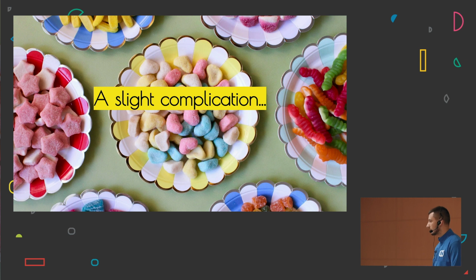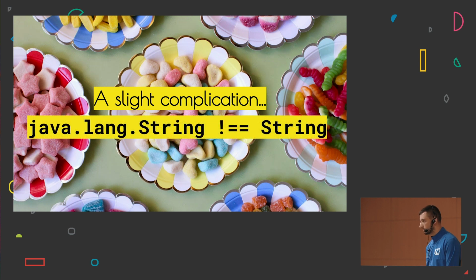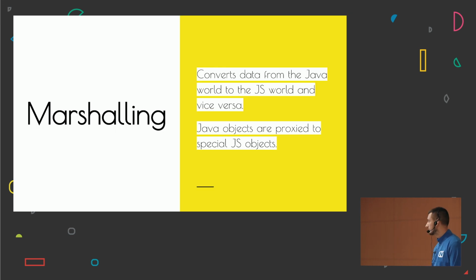But there's a slight complication. We see what the value is, we know it, but the Java types and V8's JavaScript types are not the same. For example, the Java string object is not the same as the JavaScript one. And perhaps it could be easier for users not to have to manually marshal these kinds of objects. And for that, we have the marshalling service in the runtime.